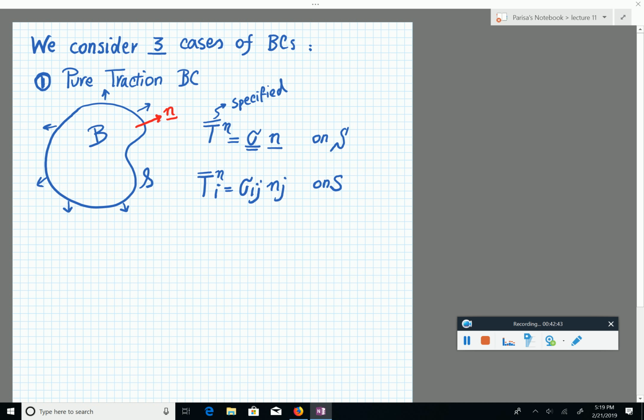Okay, so you kind of can guess what comes next. What is important here, and I mentioned it last time, is that we don't have a stress boundary condition, it's a traction boundary condition. Okay. But you see it in the examples. Number two, we have pure displacement.